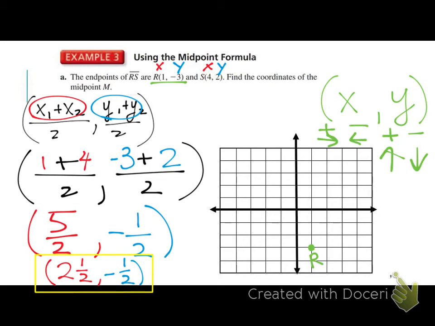We can label S as well. So it's 4, 2. A positive 4 means we're going to go to the left or to the right? To the right, 1, 2, 3, 4. And then positive 2 means up 2. Go ahead and use a straight edge. I would use a straight edge to draw this because you're going to see how perfectly our midpoint is on this line.